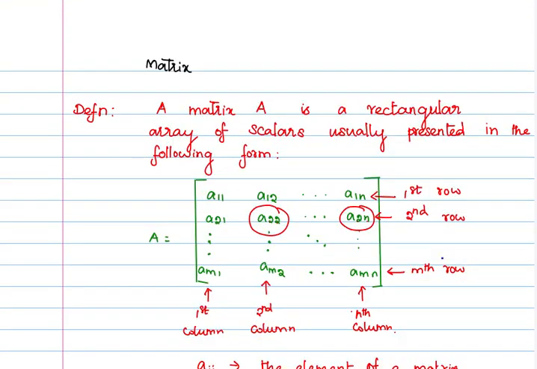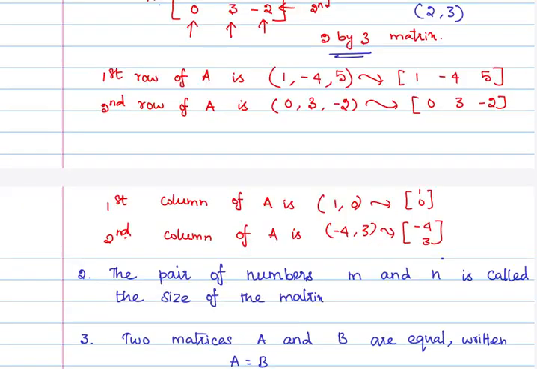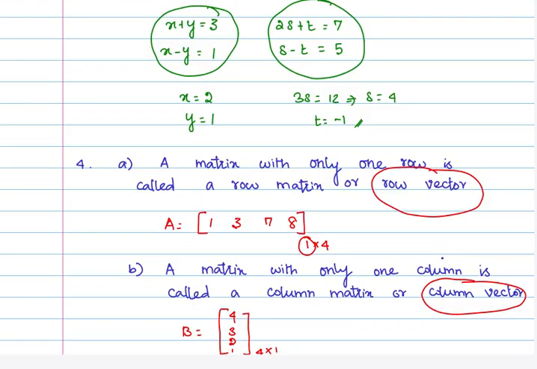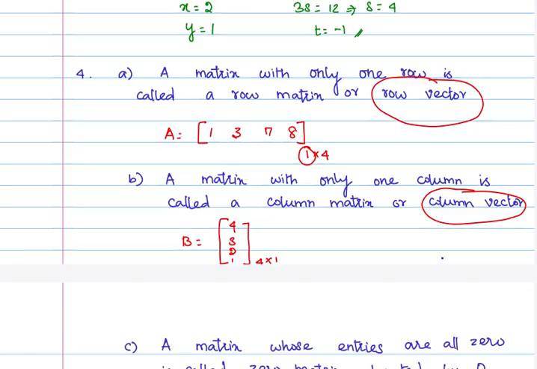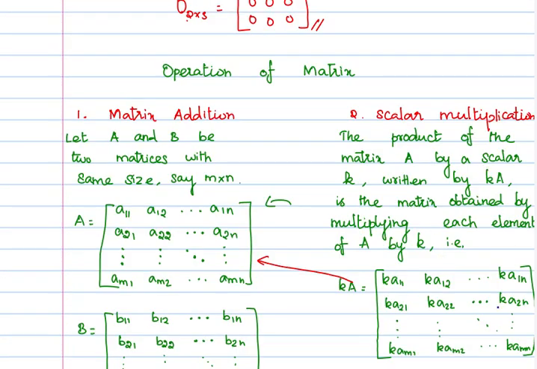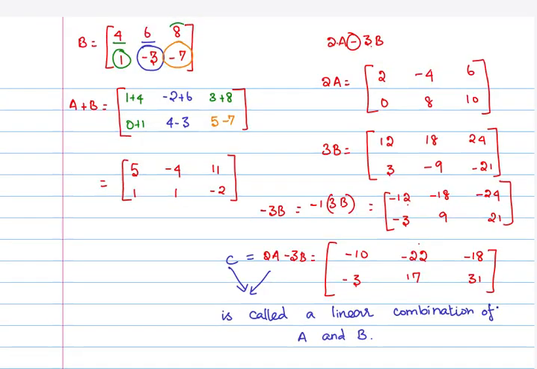In this video we defined what a matrix is, then the order or size of the matrix, what the row and column of a matrix are, and how to say two matrices are equal. Then finally, what a row vector and a column vector are. The zero matrix also I defined. Then we saw the operations of matrices. There are two operations: first matrix addition, second matrix scalar multiplication. Then finally we ended with the linear combination of matrices.